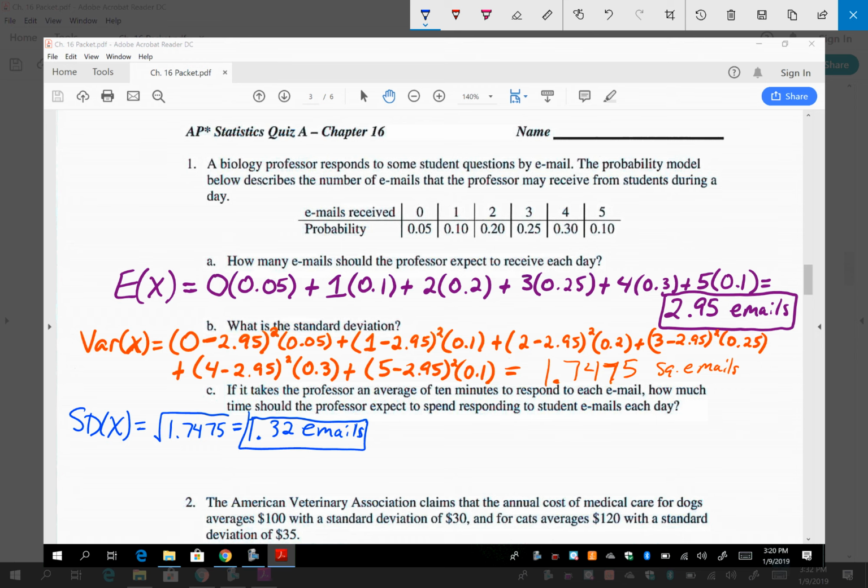All right. Let's look at part C. I know I kind of wrote into part C. I apologize. Let's look at part C.